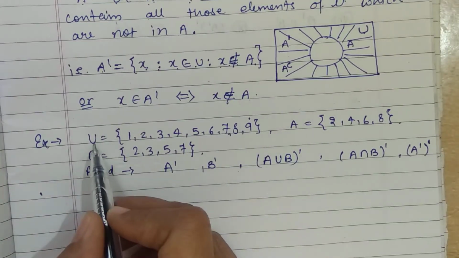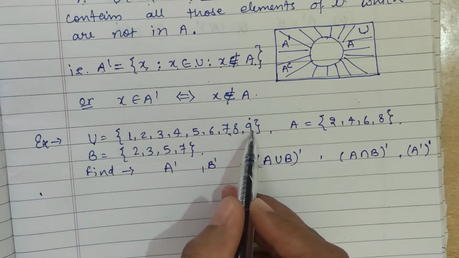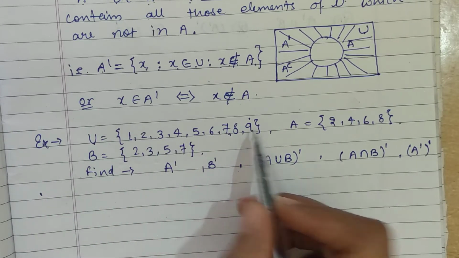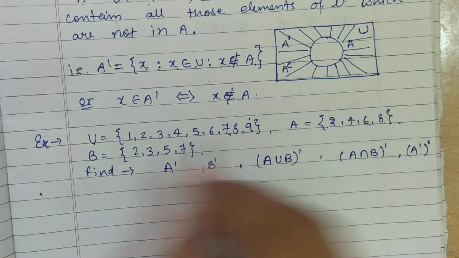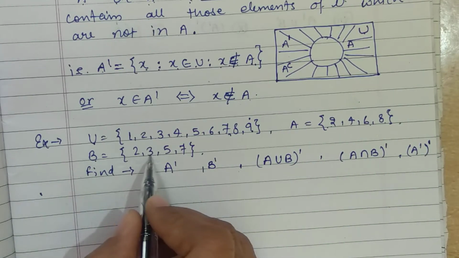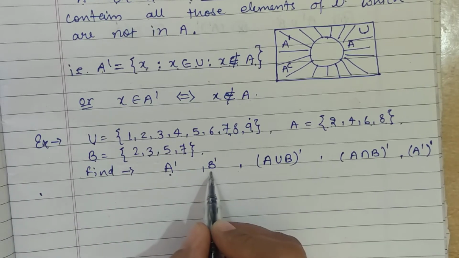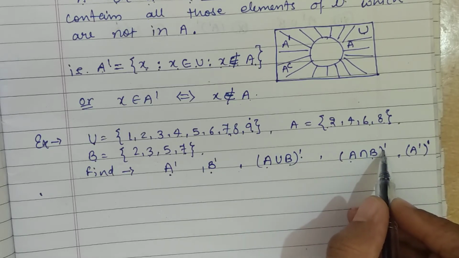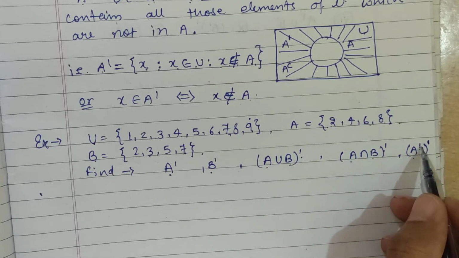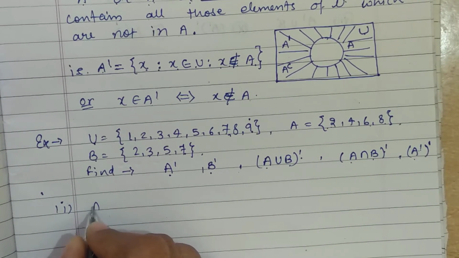Now let's see an example. Suppose U is a universal set in which the elements 1, 2, 3, 4 up to 9 are there. Set A has 2, 4, 6 and 8. Set B has 2, 3, 5, 7. Now the question is to find A complement, B complement, (A union B) complement, (A intersection B) complement, and the complement of A complement. Okay, so the first question is A complement.